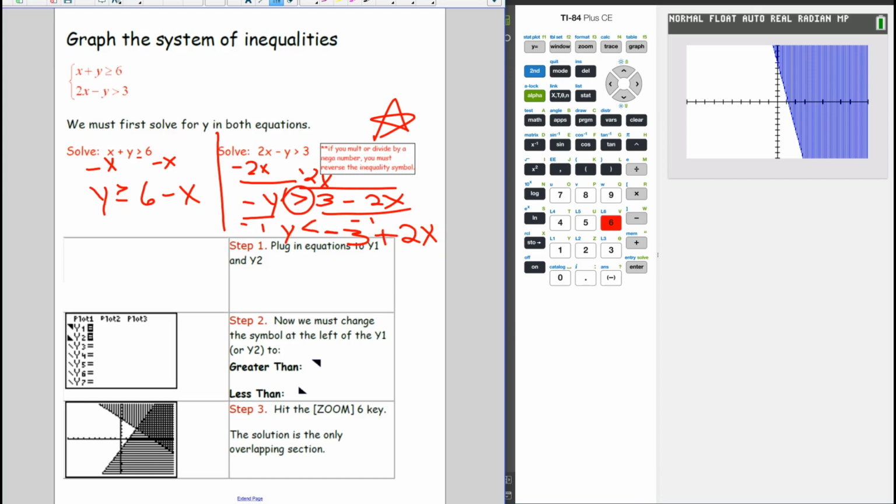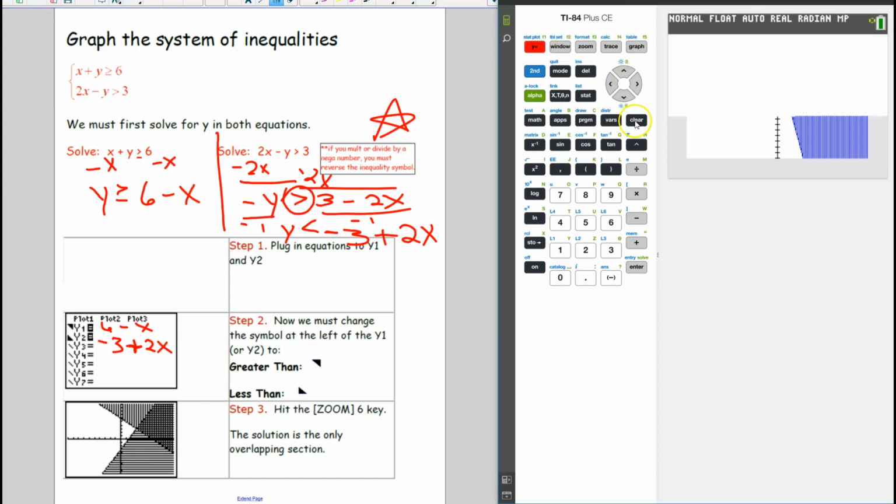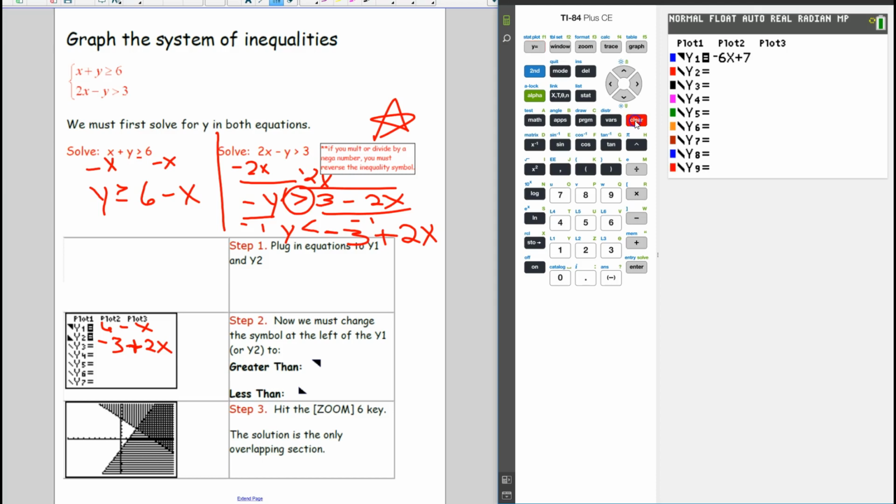So I'm going to have down here, I'm going to be typing the greater than 6 minus x right there, the less than -3 plus 2x. Remember, you cannot type in the difference between whether or not it has or equal to. You'll just have to be thinking about that at the end. So let's go over here. I'm going to clear out the old. Okay. I need a greater than.